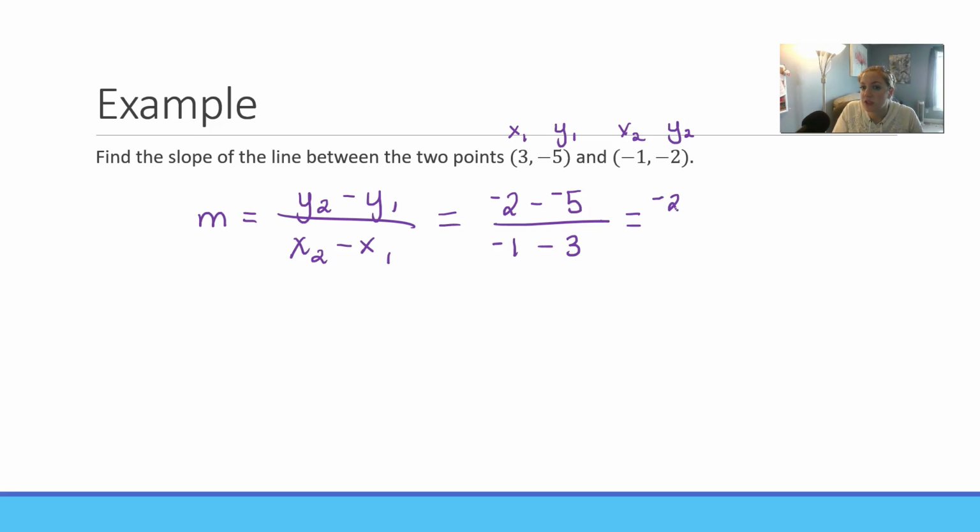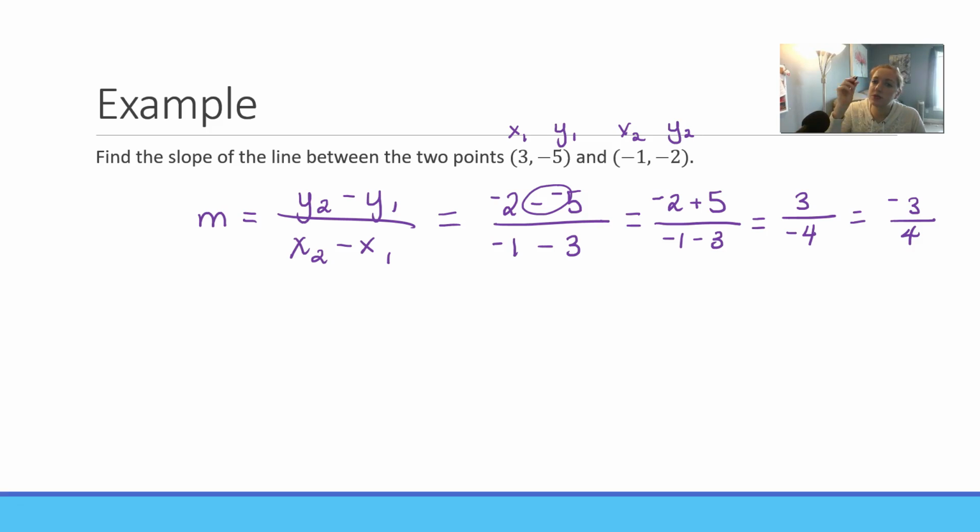Now we just need to simplify the top. This becomes -2 plus 5 because those two negatives combine to make a plus. And this one would stay the same. So -2 plus 5 is +3. -1 minus 3 is -4. And I'm just going to float the negative to the top. One negative stays negative. It doesn't matter if it's on the bottom or top.